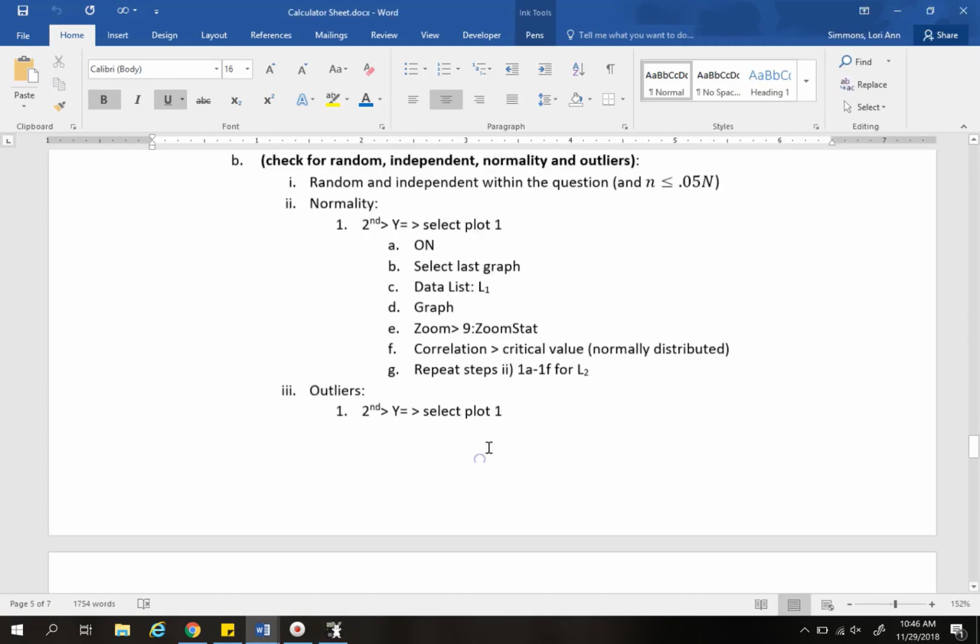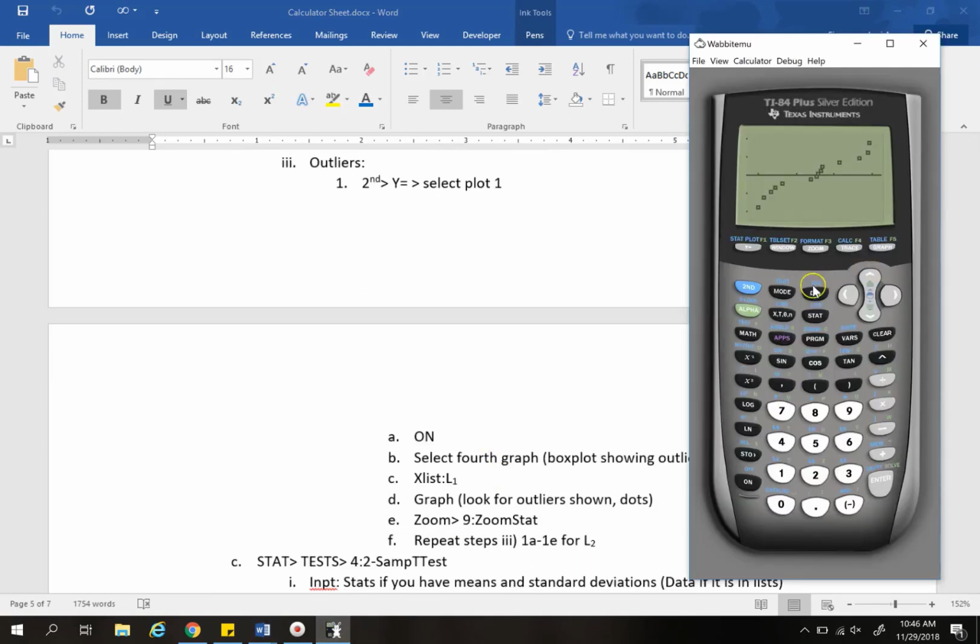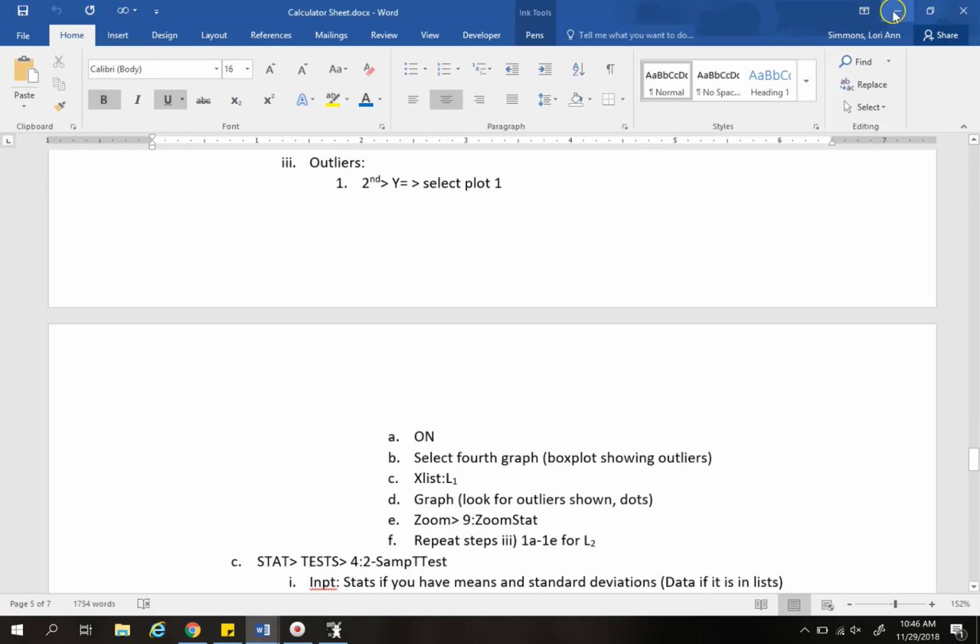All right, now let's look for outliers. Change it to the 4th graph. L1, graph, zoom, number 9. I'm not seeing any outliers here. There's no dots beyond these lines. And then again, check your outliers for list 2. And readjust your window. And again, there are no outliers.